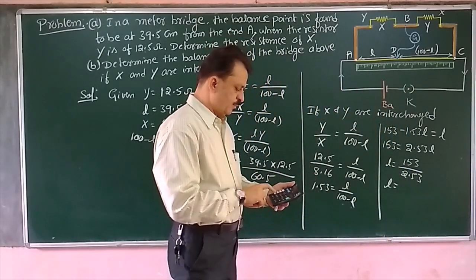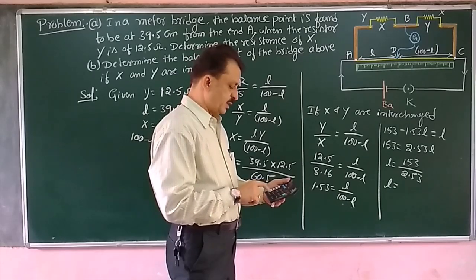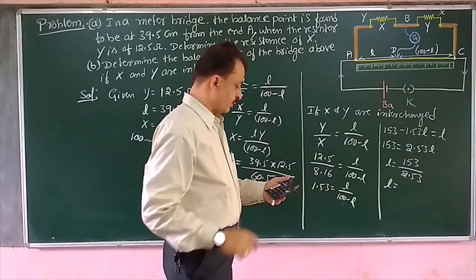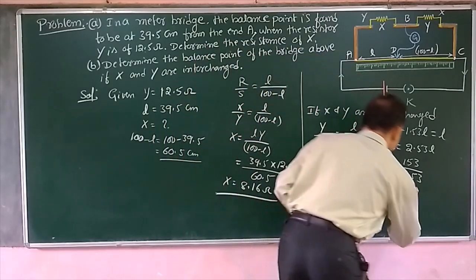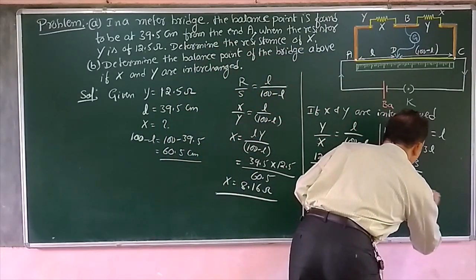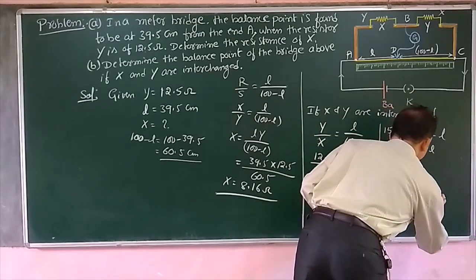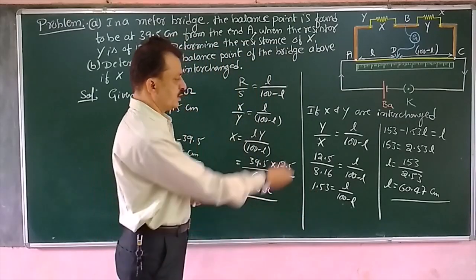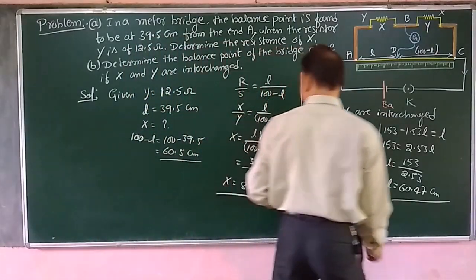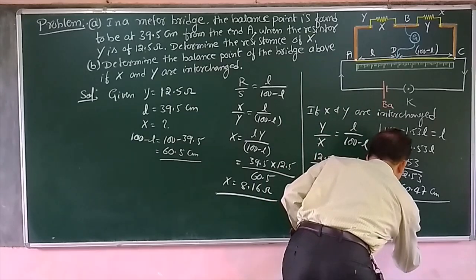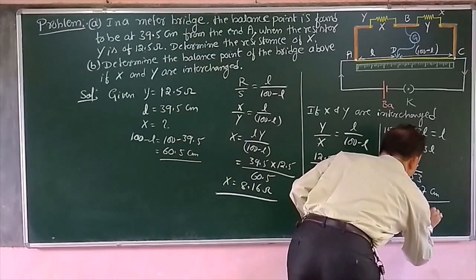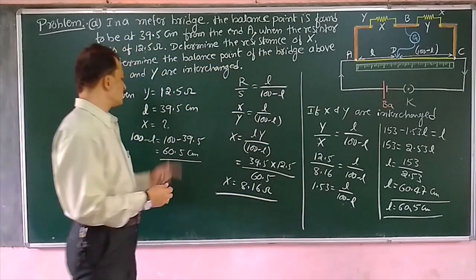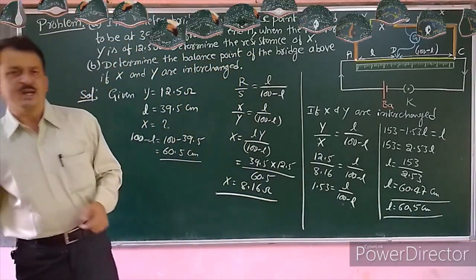Let me work that out. 153 divided by 2.53 is equal to 60.47 centimeter, or we can take it as 60.5. Therefore, L is equal to 60.5 centimeters. Then 100 minus L is obviously 39.5 centimeters.